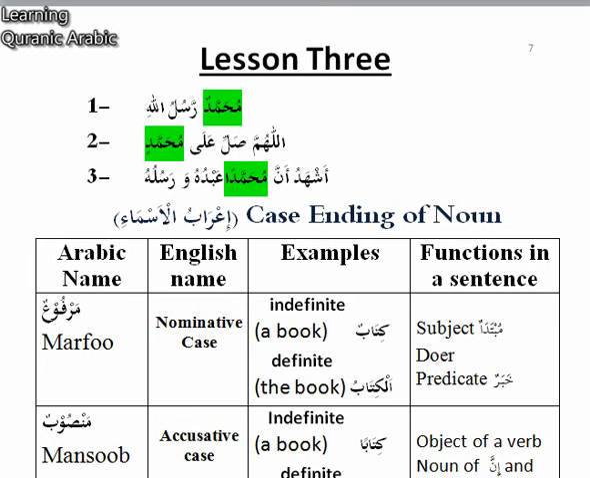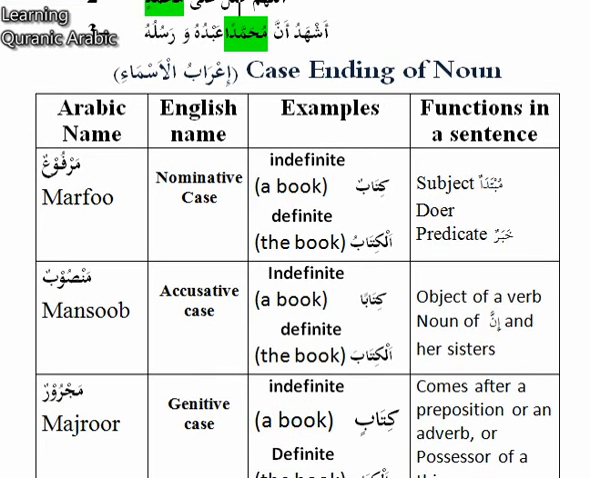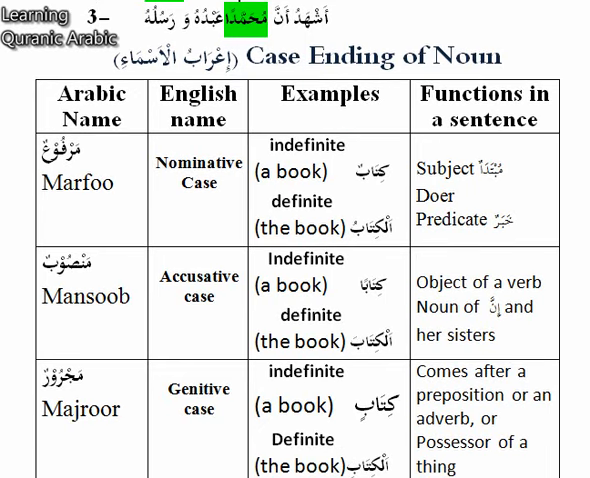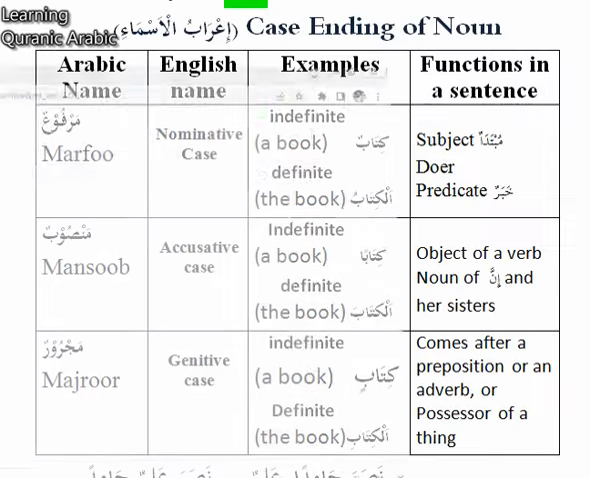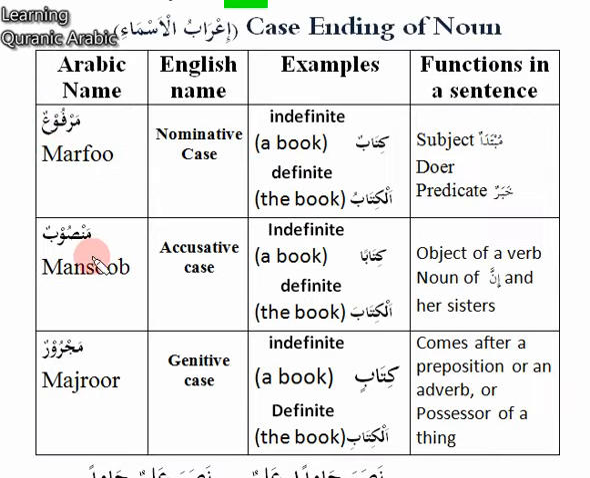So let's study the rule. Every noun in Arabic has a case ending. We have three types of cases: marfu, mansub, and majroor. In English, we call it nominative case, accusative case, and genitive case. So first we will study marfu.